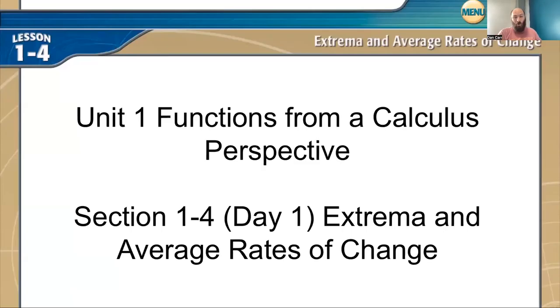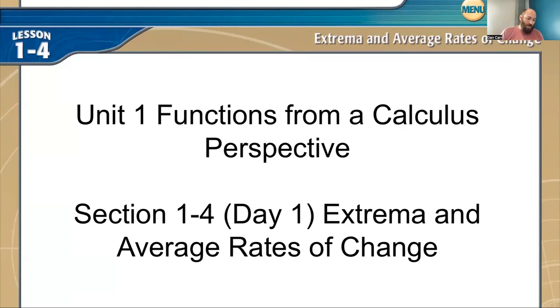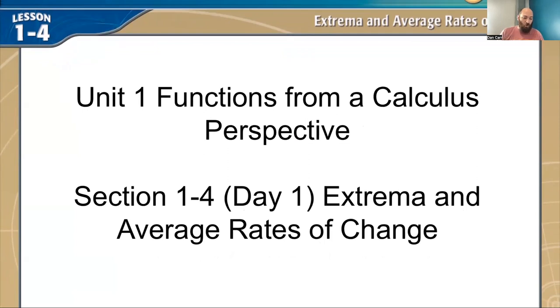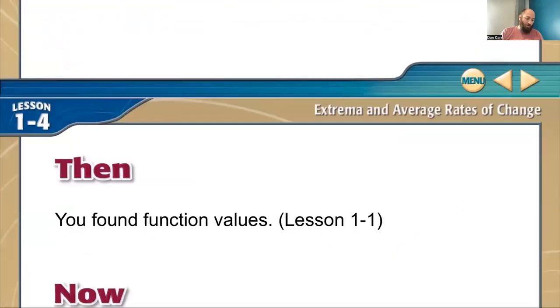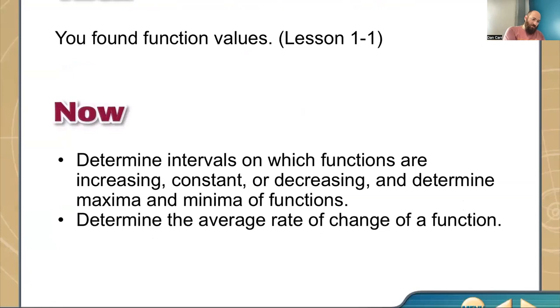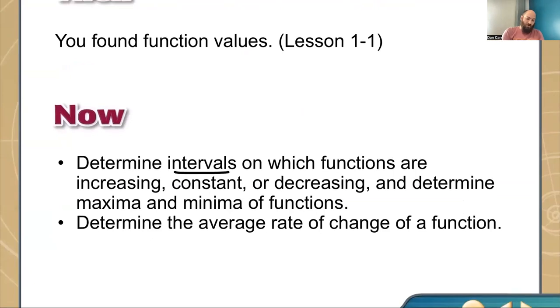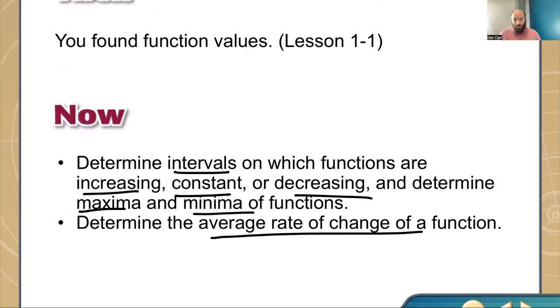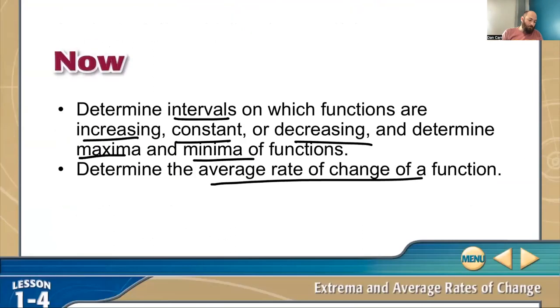Today we're going to be looking at 1.4 day one, talking about extrema and average rates of change. Okay, so we're still analyzing our graphs of our functions here. We're talking about them in terms of determining intervals in which the functions are increasing, constant, or decreasing, and then determining maxima and minima of functions. Okay, day two, we'll talk more about what's called the average rate of change. So that's going to be for the next one there.